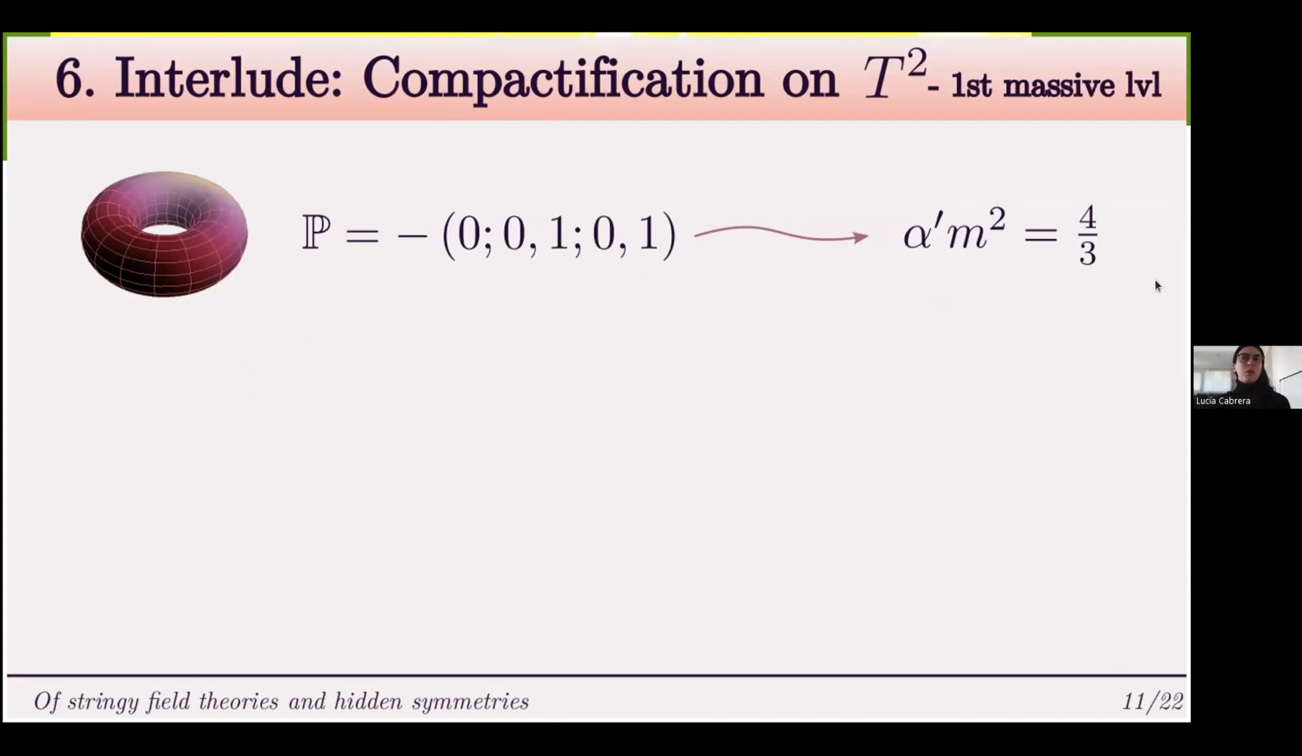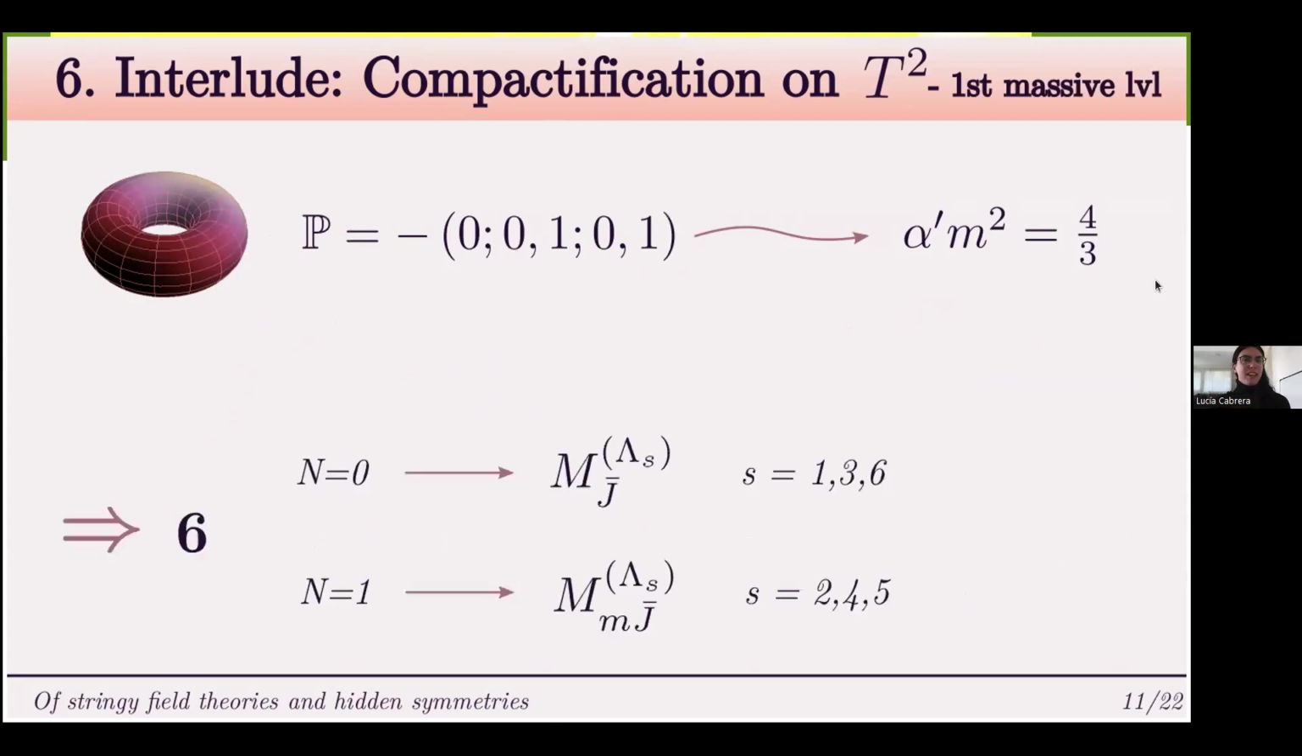So if we were to build the representation from there, we will find that the fields arrange themselves in the sixth representation of SU3, where for oscillator number equal to 0, we will have 3 fields for weights 1, 3, and 6. And for oscillator number equal to 1, for weights 2, 4, and 5, actually 2 fields per weight, since this M index runs up to 2.